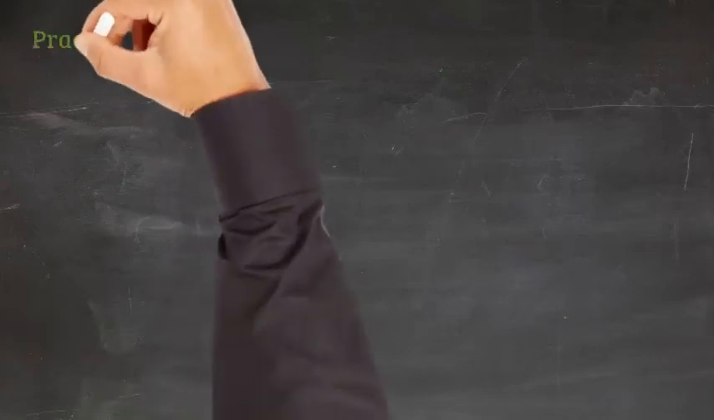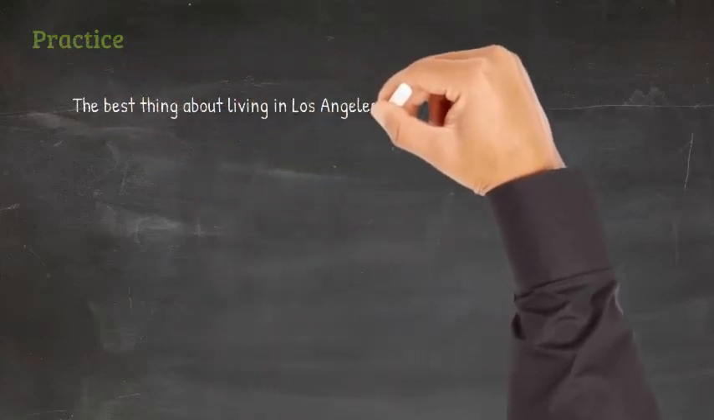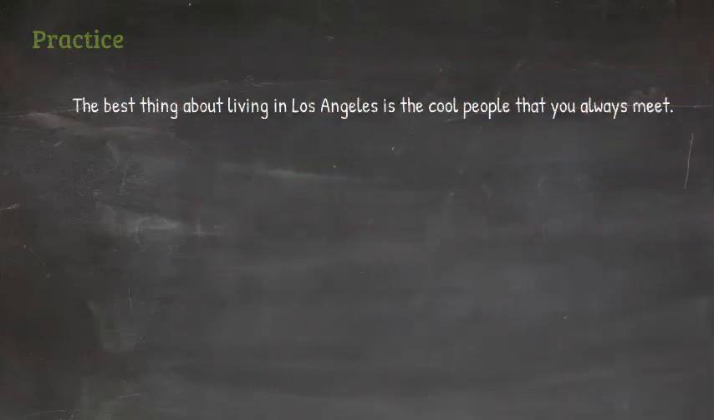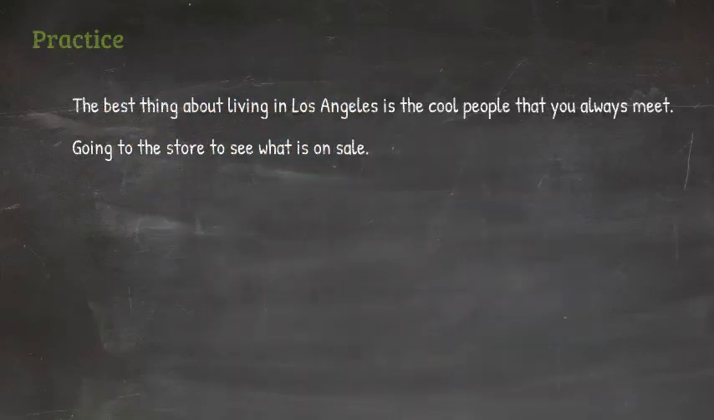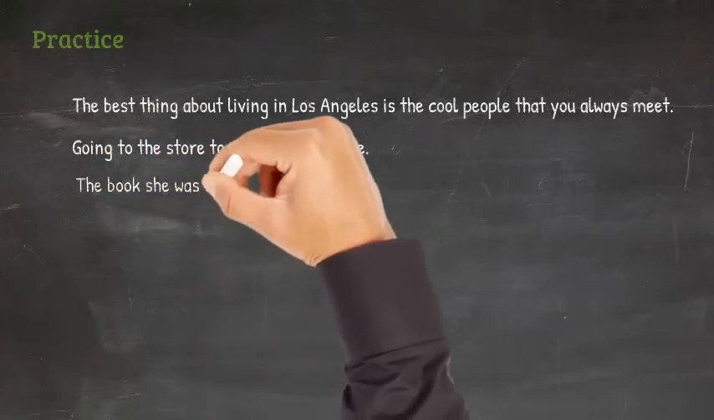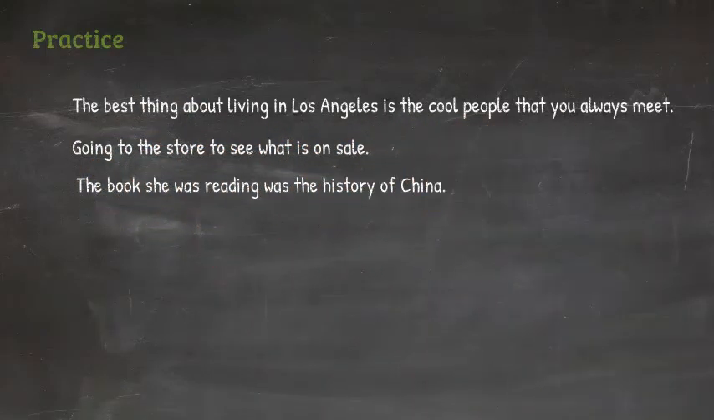Now, let's try to see which of the following sentences are complete. If the sentence is not complete, try to figure out what is missing. Number 1, the best thing about living in Los Angeles is the cool people that you always meet. Number 2, going to the store to see what is on sale. Number 3, the book she was reading was about the history of China.